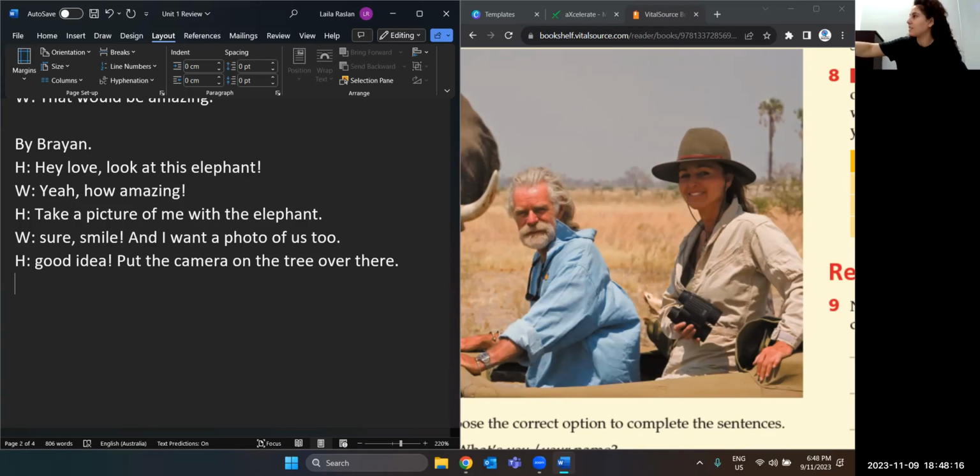Yep, so the camera can stay. Thank you. That's okay. Okay, so good idea. Put the camera on the tree over there. And on timer. The wife says, "Okay, smile, the timer is on." Maybe the timer is on. Okay, the timer is on. Smile. Smile.